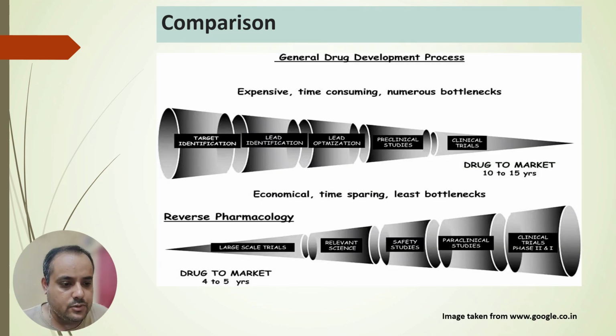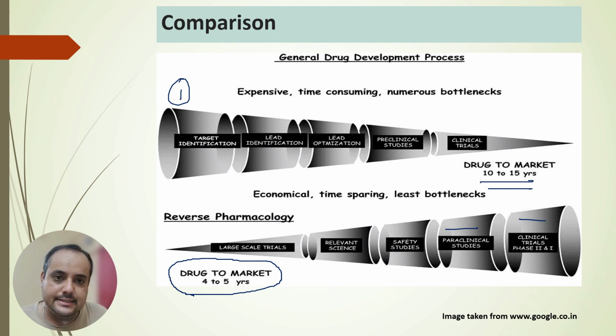So if you look here also, this one is the conventional forward pathway. From target identification, lead optimization, preclinical and clinical studies, we are taking 10 to 15 years. But if we reverse the process and start with the clinical trials and then move on to the paraclinical safety study, looking at the relevant signs, and then conduct the large scale clinical trials, for a drug to come to the market it is going to take 4 to 5 years. And since the time taken is short, you have also saved on the money.